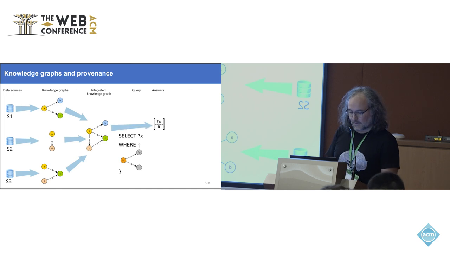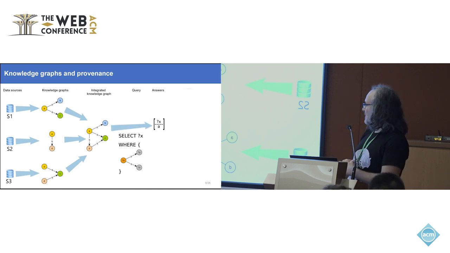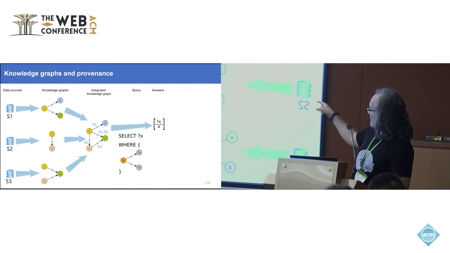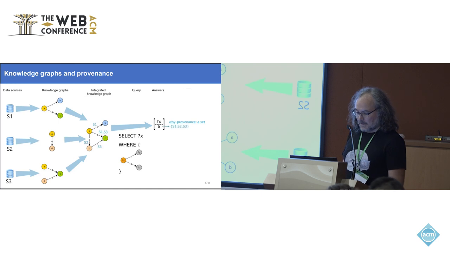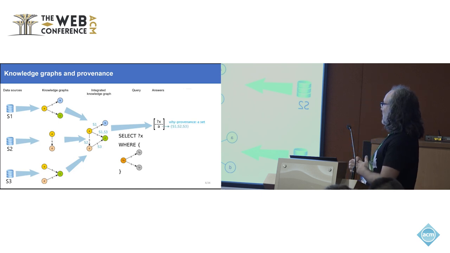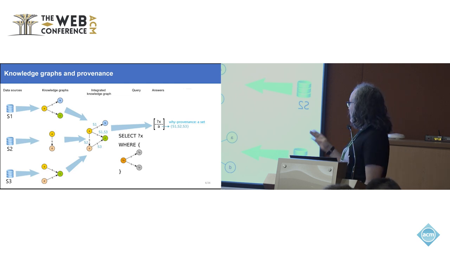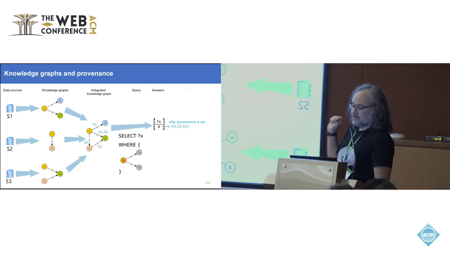So, for example, A is a solution, because you can have A with P to B, where X matches A and Y matches B, for the edge that is identified by S1. And this S1 is there because it comes from the data source S1. A very simple form of provenance is why-provenance, which gives the set of sources involved in generating this answer.